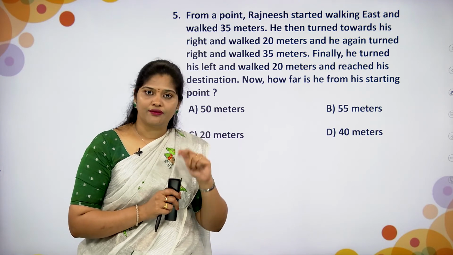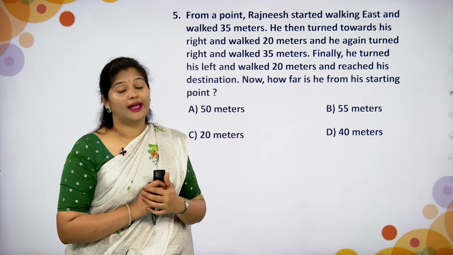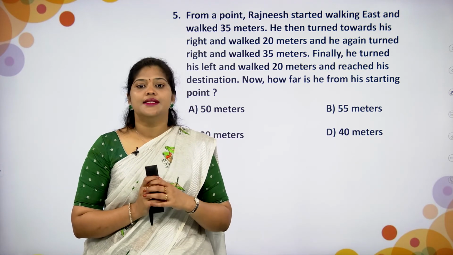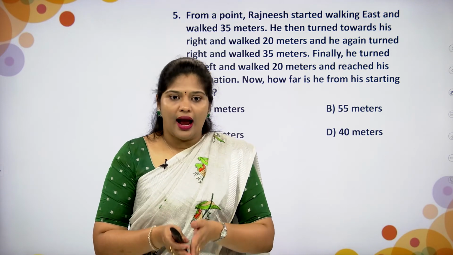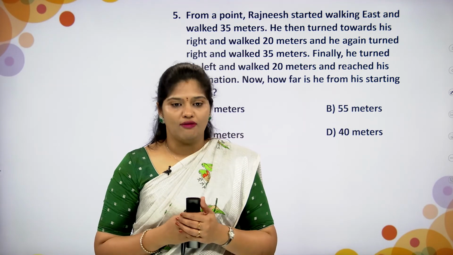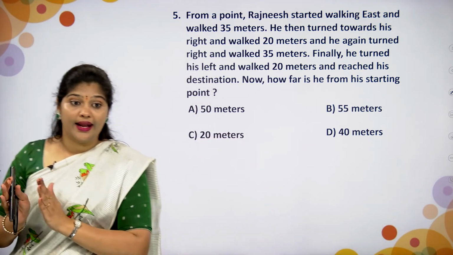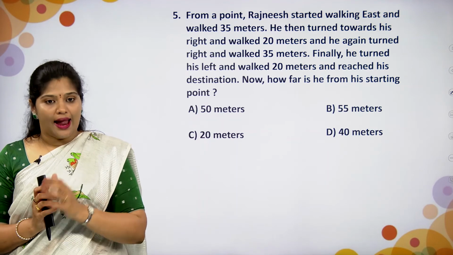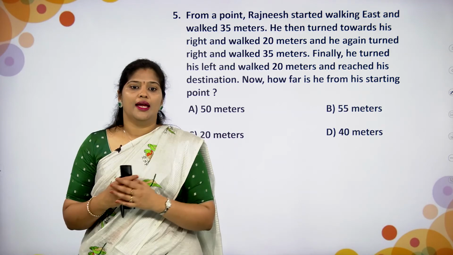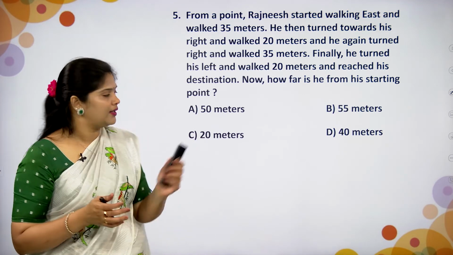Let's read the question again, children. From a particular point, Rajneesh started walking in the east direction and walked 35 meters. Here in the east direction he walked 35 meters and then he turned towards the right direction and walked 20 meters, and again he turned right. From here again he turned right. Okay, that is 35 meters. Then finally he reached his destination. How far did he travel? This is the question, children.